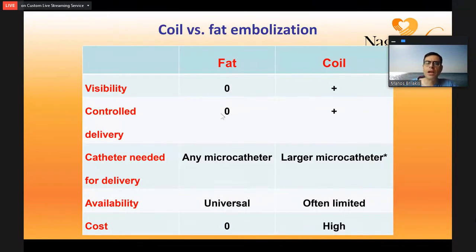Fat is universally available. It can be delivered through any microcatheter. The downside is you don't see it very well, and you have little control over where the fat lands. The coils are obviously more expensive, and they sometimes need a larger microcatheter, but you can deploy them in a very controlled way, and you know exactly where they are before you deploy them.